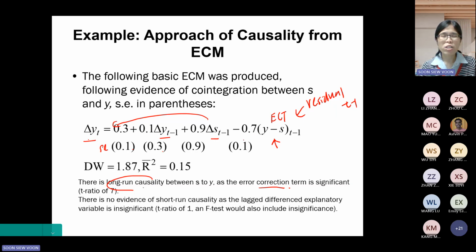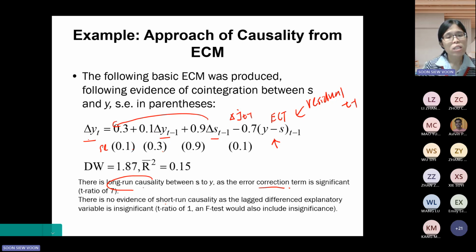As we mentioned in the earlier slides, it is not workable for the multivariate case, because if we involve more than one variable, for example three variables, not only Y but also S and J, then the ECT is confusing. I don't know which variable goes to Y. So it is not workable for the multivariate case, as highlighted in the first few slides.